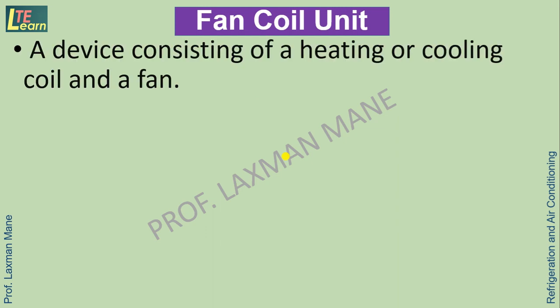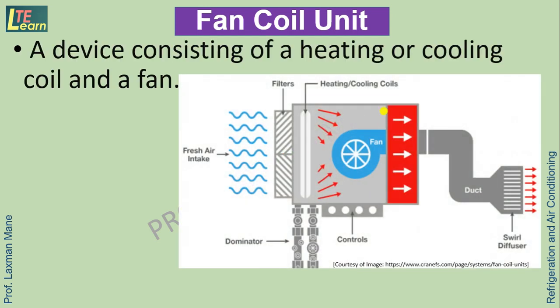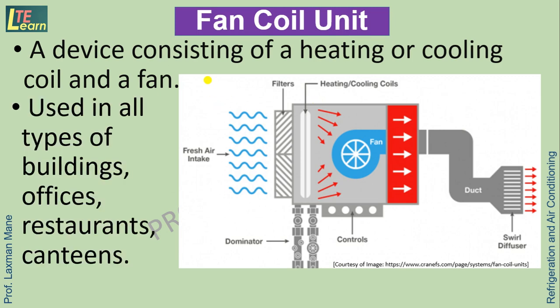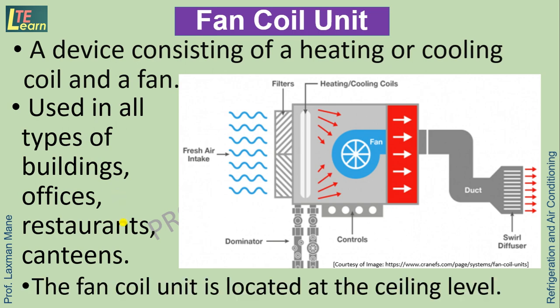Fan coil unit. It is a device consisting of a heating or cooling coil and a fan. It is used in all types of buildings, offices, restaurants, canteens, etc. for air distribution purpose. The fan coil unit is located at the ceiling level. Here we can see fresh air is passed through the filters over the heating or cooling coil. This conditioned air is supplied by the fan through the duct to the different locations.